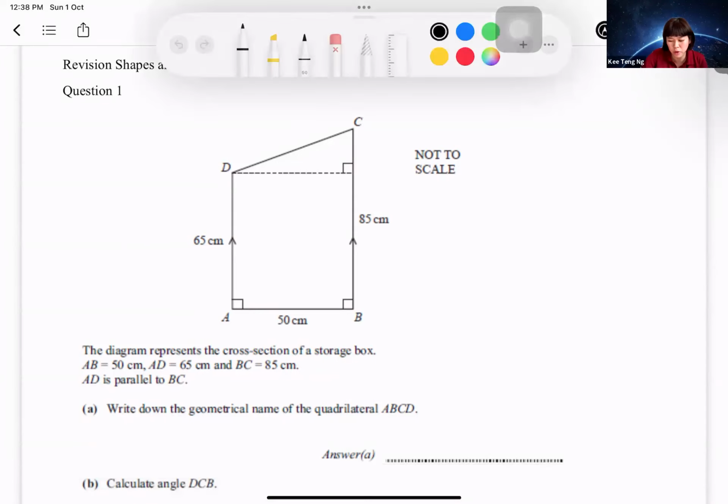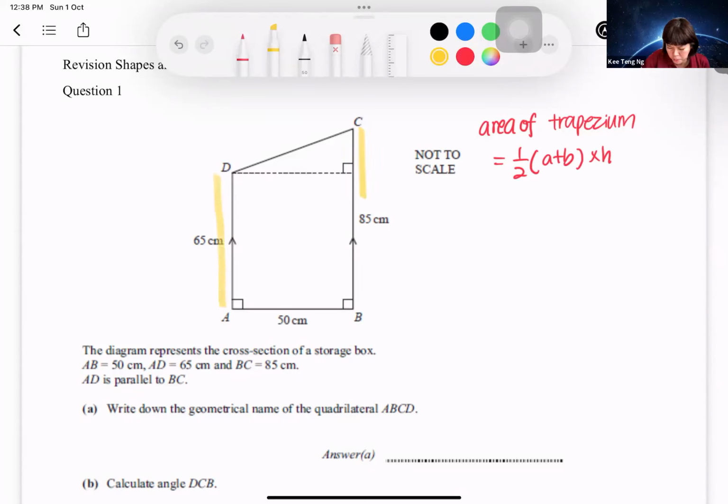All right, so the formula for area of trapezium is half the sum of the parallel sides, A plus B, times the perpendicular height. So in this case, where are the two parallel sides? These are the two parallel sides over here. So this one will be your A, and this will be your B. And where's the perpendicular height? This one over here will be your perpendicular height. There's a 90-degree perpendicular distance between them.